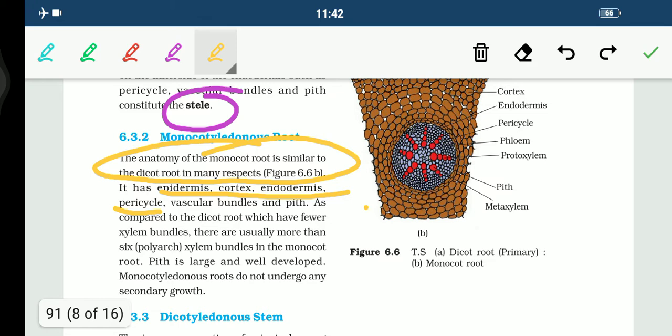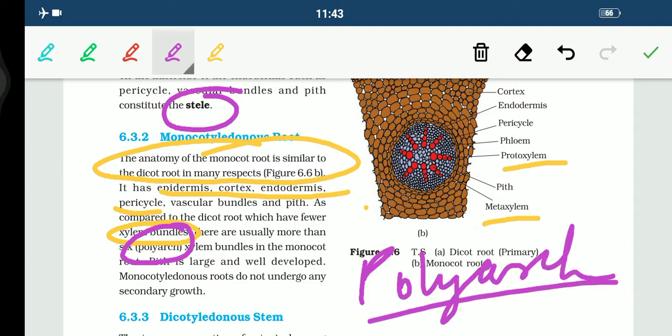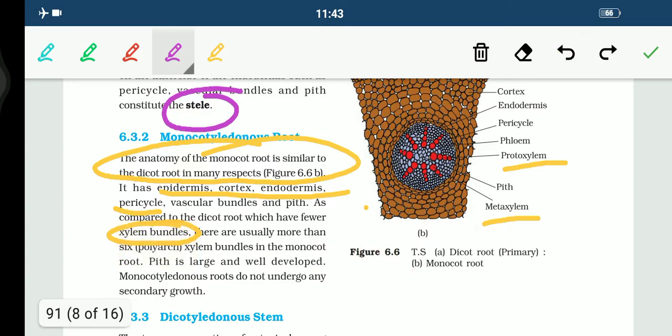Now as compared to the dicot root, which has fewer xylem bundles, the monocot root usually has more than 6. You can see here the xylem, the proto and metaxylem, students. That is why this condition is said to be the polyarch condition. Very important thing. Xylem bundles in the monocot root are usually more than 6.